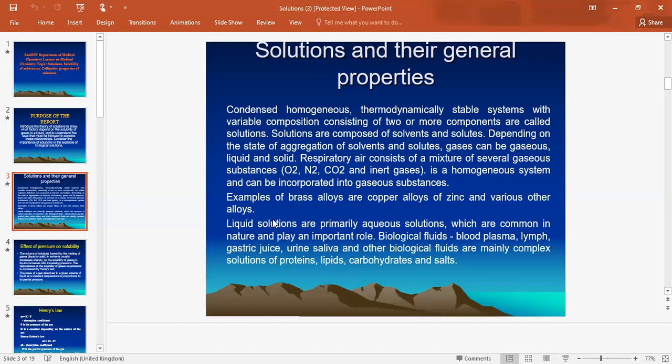What is a liquid solution? Liquid solutions are primarily aqueous solutions, which are common in nature and play an important role. Biological fluids include blood plasma, lymph, gastric juice, urine, saliva. Basically, these are complex solutions of proteins, lipids, carbohydrates, and salts. Is it clear? Definition of solution, and then what is a liquid solution.